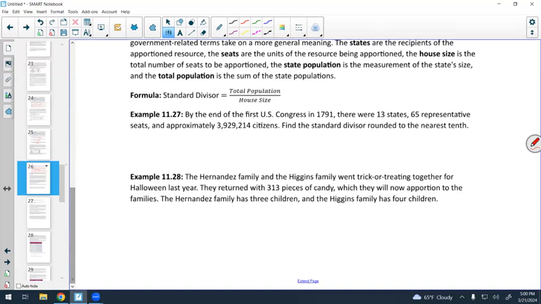So by the end of the first U.S. Congress in 1791, there were 13 states, 65 representative seats, and approximately 3,929,214 citizens. Find the standard divisor rounded to the nearest tenth. So our standard divisor is equal to the total population, 3,929,214, divided by the number of seats, 65, which is 60,449.4.